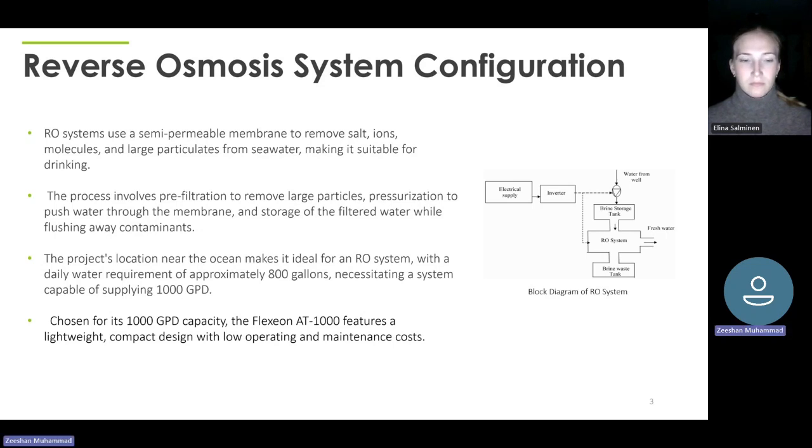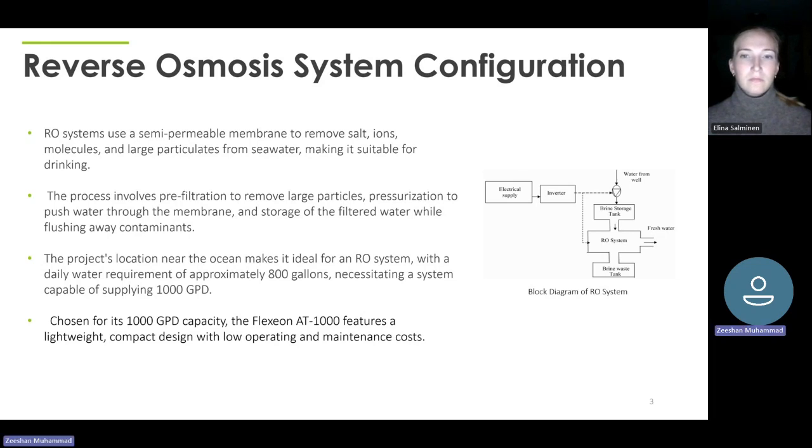The reverse osmosis system we have selected is capable of supplying 1,000 gallons per day, and thus it would satisfy our demand of around 800 gallons. The system that we have selected is the Flexion ED1000, which features a lightweight, compact design and low operating and maintenance cost.